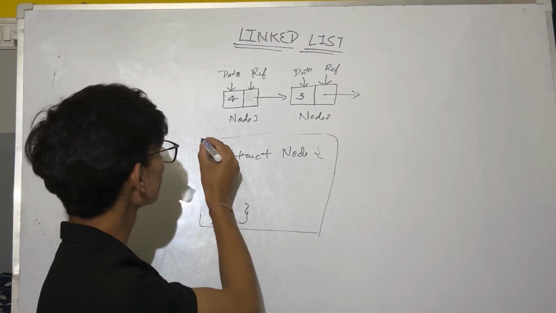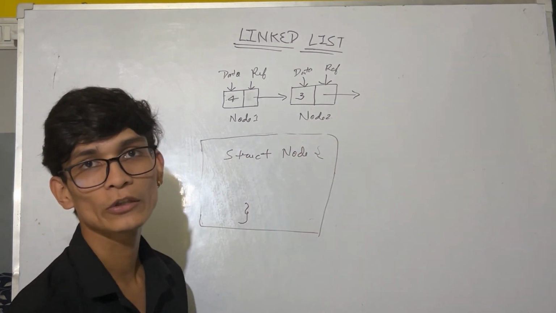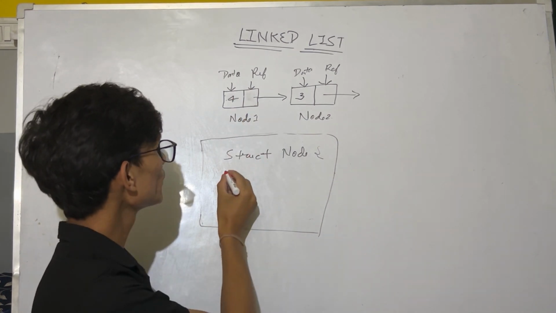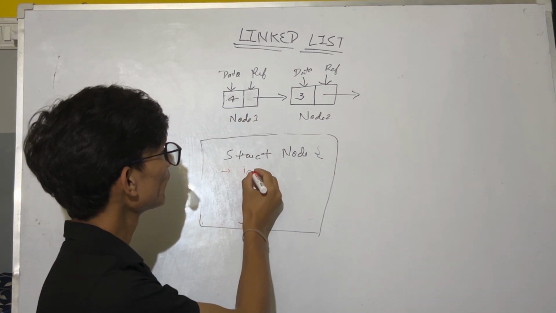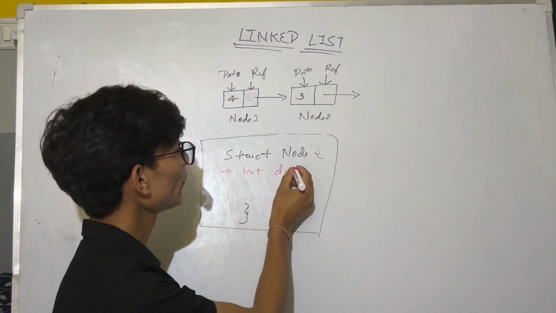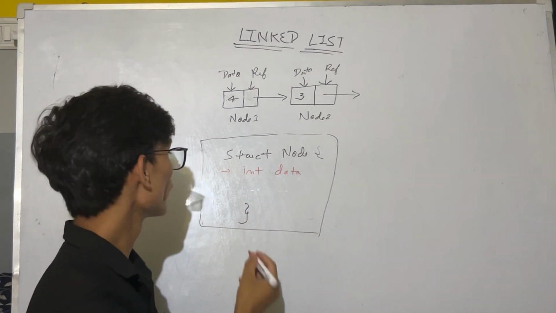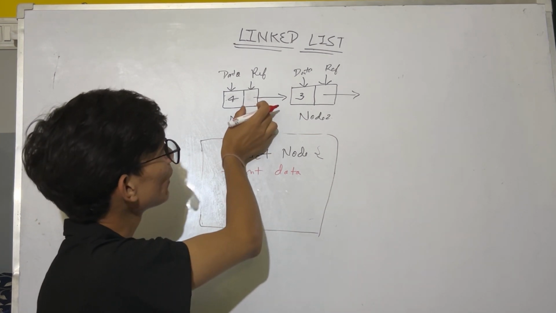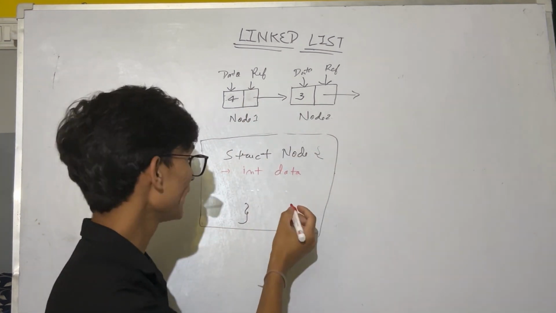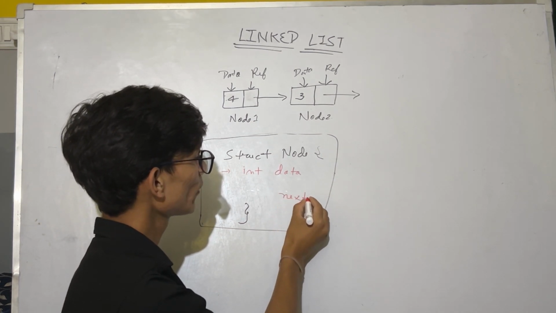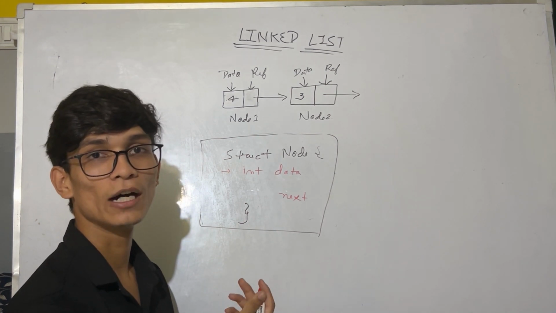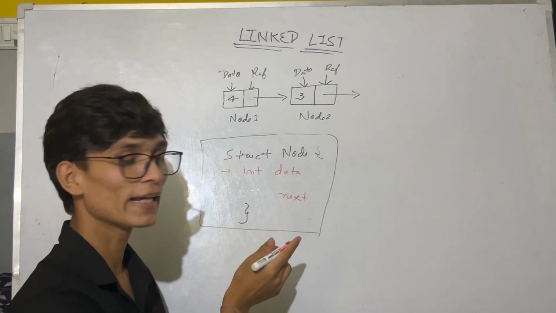Now inside this structure we have to declare what we want to store inside that node. We are storing two things. The first is a variable of integer type, and we are giving it the name data or value. Then we are storing a pointer which points to the next node. The name of the pointer is next, and since it is a pointer, we need to declare that inside the structure as well.